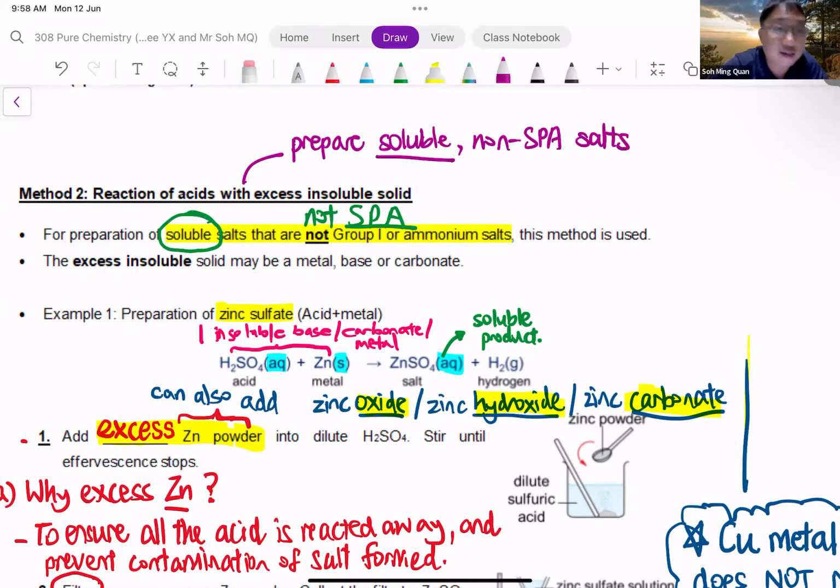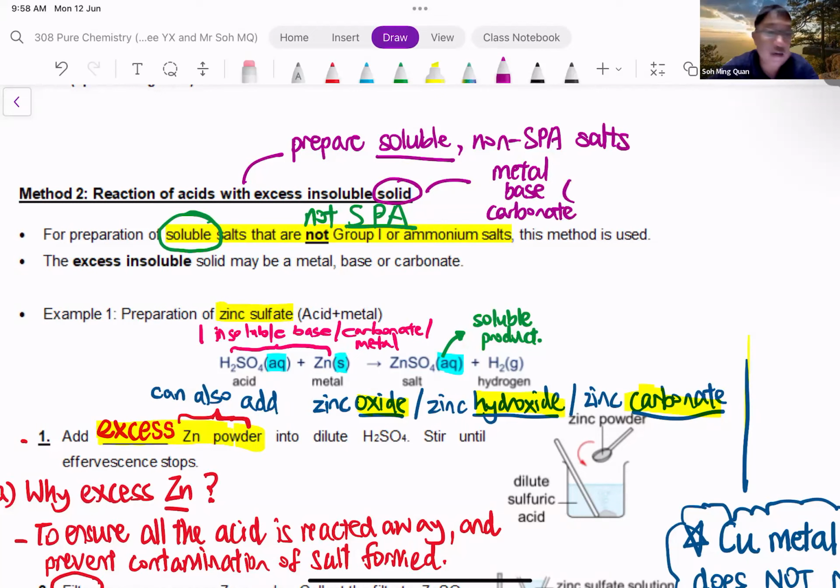So, soluble salts that do not contain sodium, potassium, or ammonium. All right, this is the method that we use to prepare them. We add an acid with excess solid, all right? And this excess solid is either the metal, the base, or the carbonate.